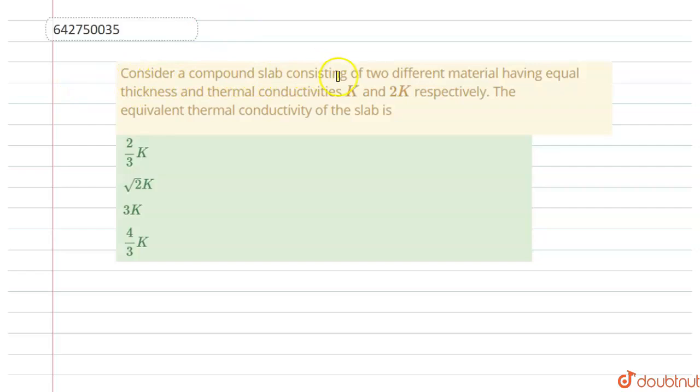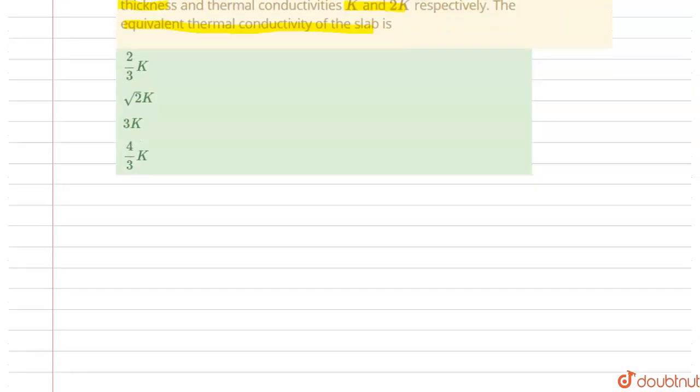Hello students, here is a question. Consider a compound slab consisting of two different materials having equal thickness and thermal conductivities K and 2K respectively. The equivalent thermal conductivity of the slab is. So in this question, we have to find the equivalent thermal conductivity, and we have equal thickness and thermal conductivities K and 2K. So now we solve the question.